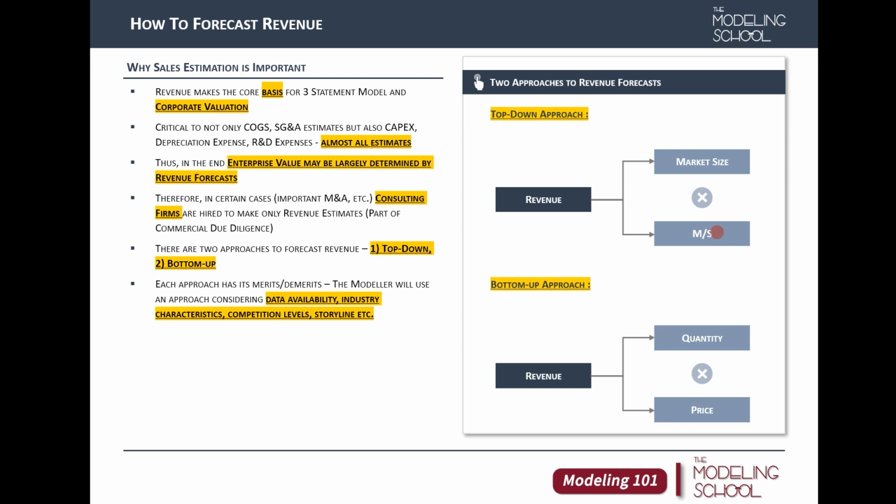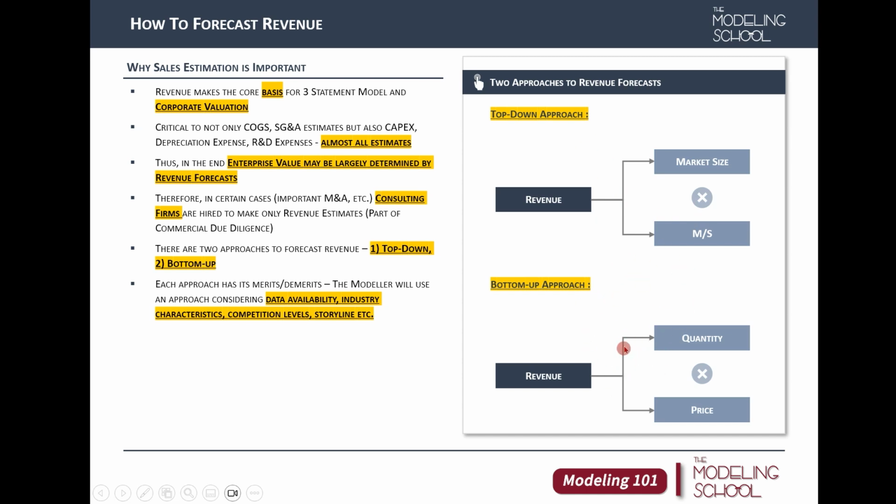And depending on the results, if the market share seems too high, for example 80% or something, and we think that it is ridiculously high, then we can make adjustments to our quantity and price assumptions, or maybe we can increase market size to decrease the implied market share. So that's how these two approaches normally work.